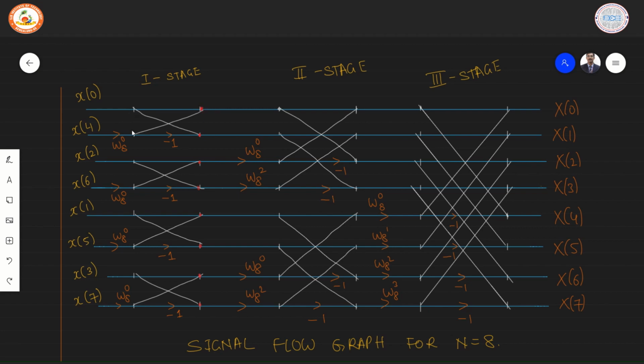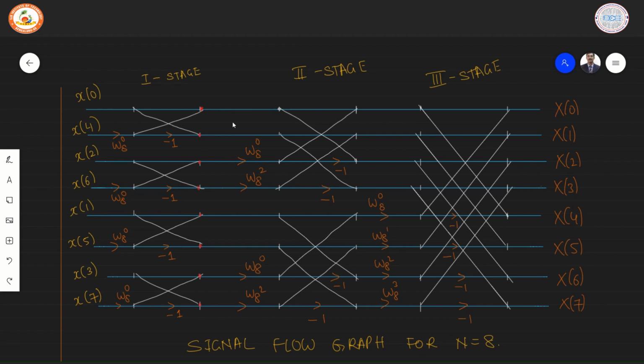For each butterfly, the basic operations remain the same, and the structure also remains the same. At the top we are performing additions of the inputs. The first input is x of 0, the second input is x of 4, which is scaled by the twiddle factor. Here we add those two numbers, and since we have a scaling with -1, it is treated as a subtraction operation. So the top node is an addition of the two inputs and the bottom node is the subtraction of the two inputs.